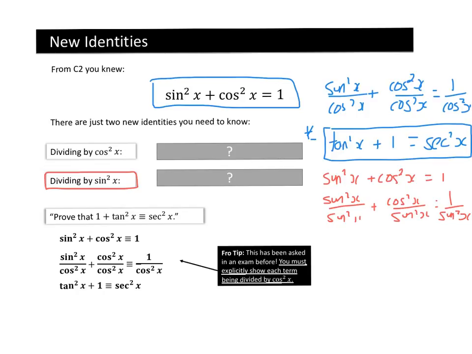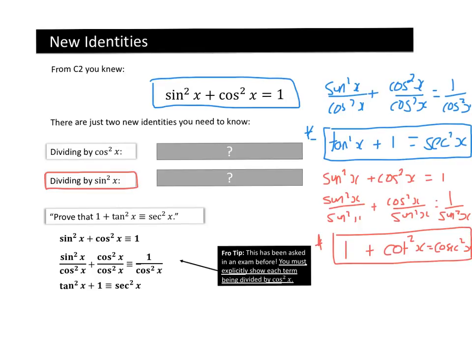Now sine squared over sine squared equals 1. Cos squared x over sine squared x is cot squared x. And 1 over sine squared x is cosec squared x. Just run out of room there. So that will equal cosec squared x. And that gives us our other identity.